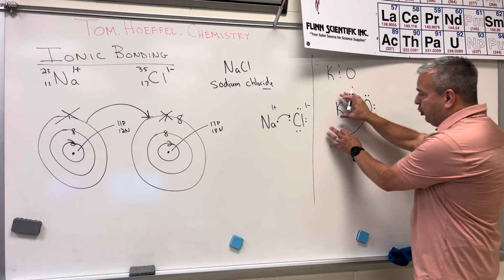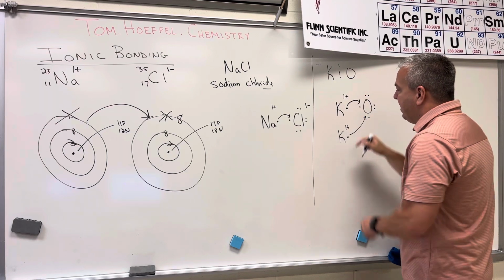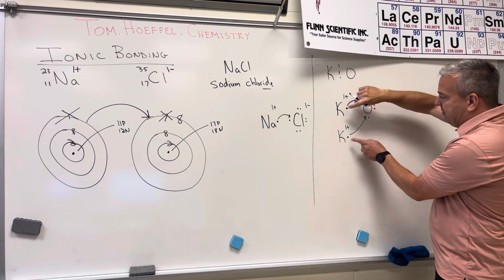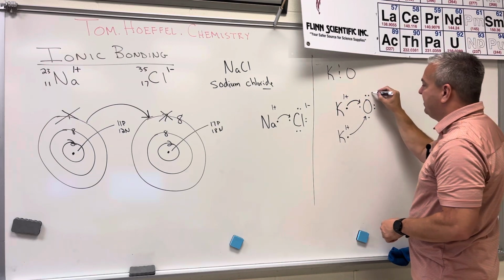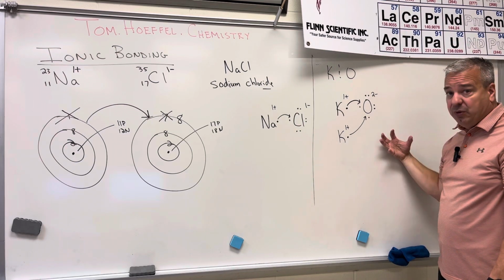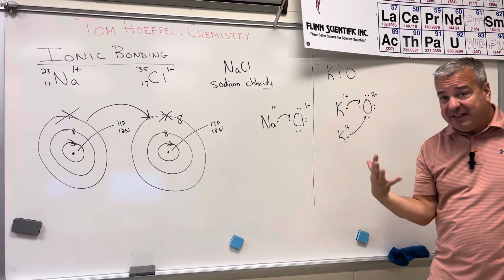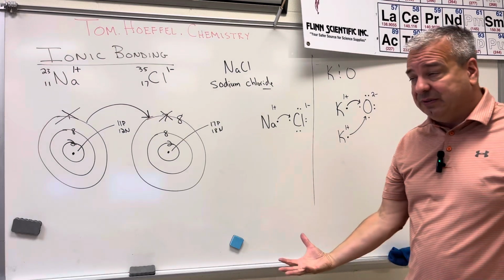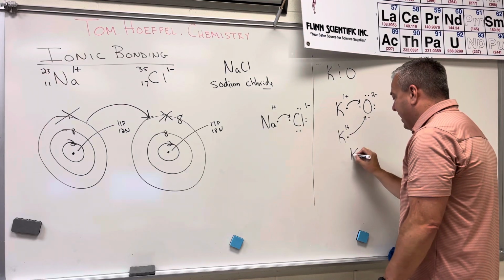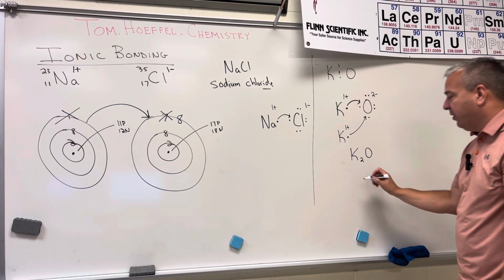So you have 2 potassiums that are creating +1 charges because each of them is losing 1 electron. But the oxygen, because it's gaining 2 electrons, is going to take on a -2 charge, because it gained 2 electrons. If you add up all these charges, it does have to equal something that is neutral. And the ratio of atoms here is going to be 2 potassiums for every 1 oxygen. Then we're going to name this.